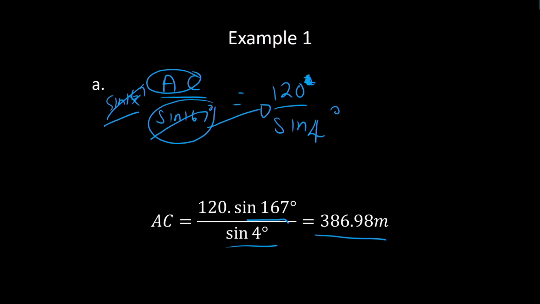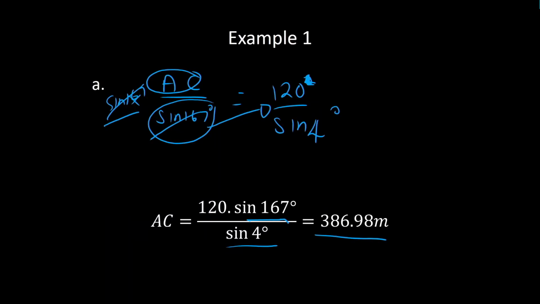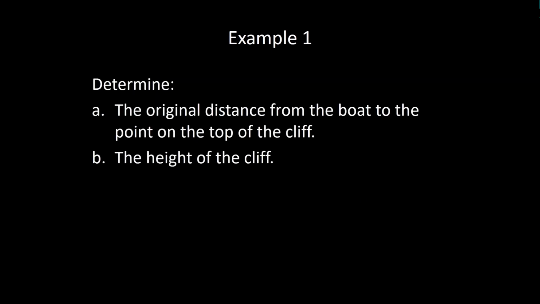I just had to look back at the question because I wanted to see if it said anything about rounding off to 2 decimal places or 1 decimal place. It did not say. In this case, we've chosen to round off to 2 decimal places. So if you enter all of this into your calculator, round off to 2 decimal places, we get that the length of AC, which is the distance from the boat, looking up to the highest point on the cliff, is 386.98 as the original distance from the boat to a point on top of the cliff.